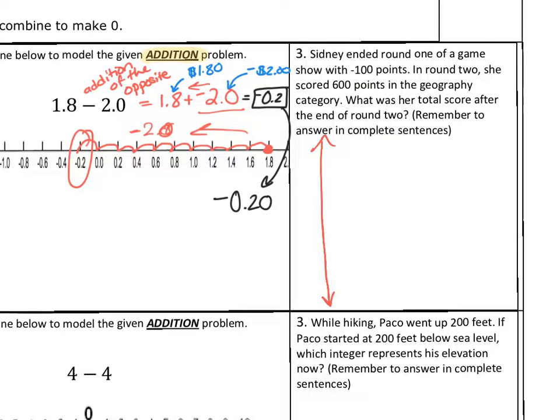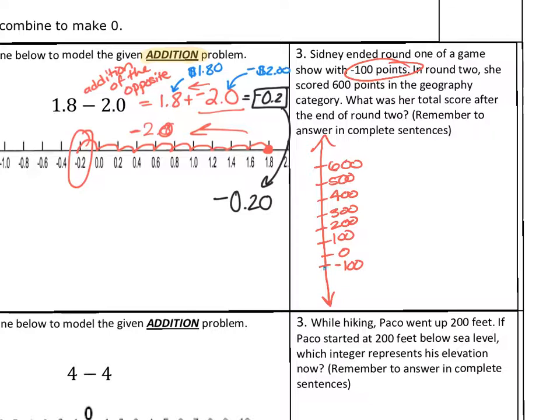All right, so this girl, Sydney, ended round 1 at negative 100. So I'm going to draw negative 100 down here. 0, 100, 200. Go ahead and draw this picture all the way till you get to about 600. Okay, let's move on. In round 2, she scored 600 points in the geography category. What was her total score after the end of round 2? Remember to answer in complete sentences. That's a nice hint right there.